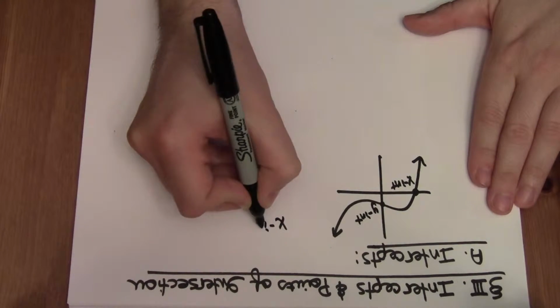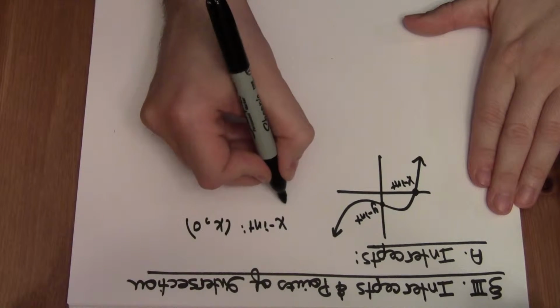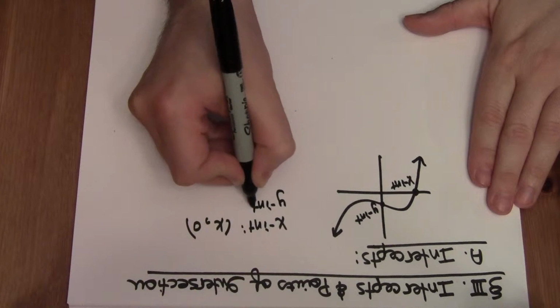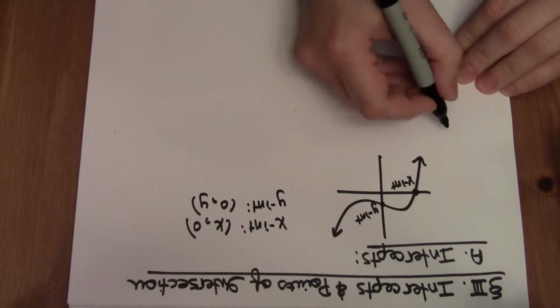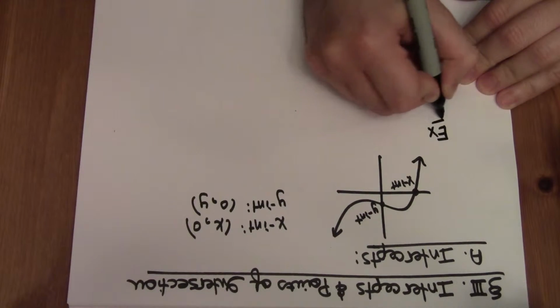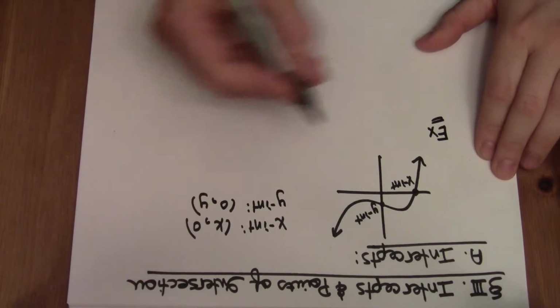The x-intercept is always in the form x comma 0, because it's crossing the x-axis at a height of 0, and the y-intercept is in the form 0 comma y. We can use these definitions, these coordinates, to find the intercepts, given the formula.